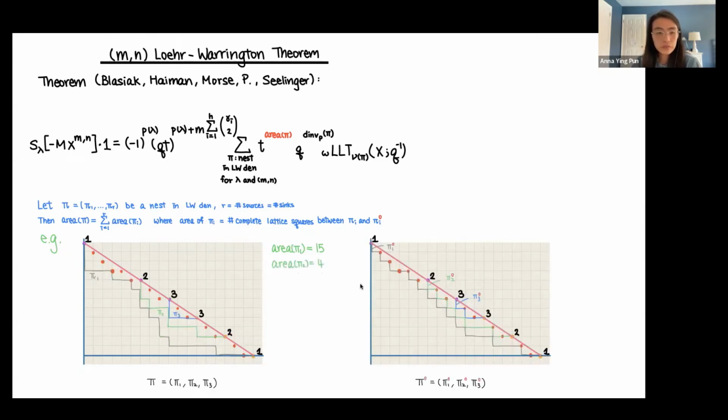And then you do everything with the pi 2 naught and pi 2, pi 3 naught and pi 3. Then you have all this area for each of the pi i, and then you add them up. So that is what it means by this area. All right.